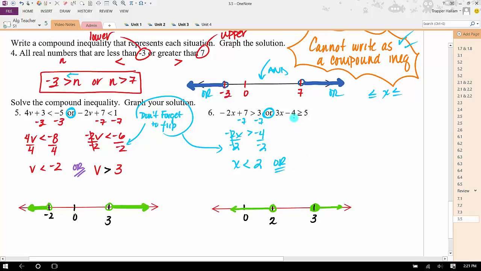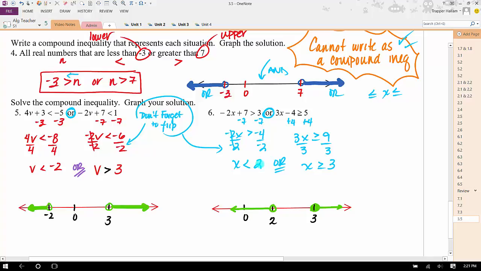Or I could have the possible solutions of these. So I'm going to solve this one now. Add 4 to both sides. So I get 3x is greater than or equal to 9. Divide by 3, it's positive, so no sign flipping. 9 divided by 3 is 3. So those are the two possible solution sets for this or compound inequality.